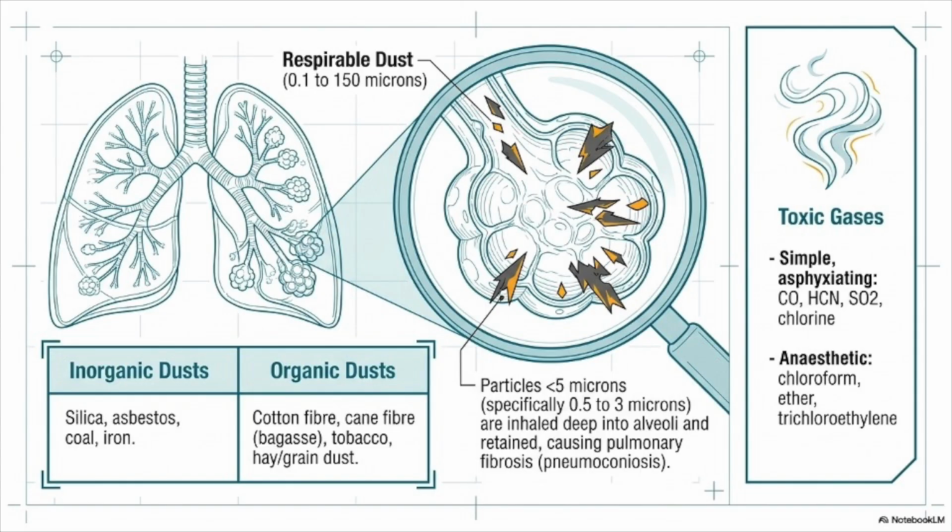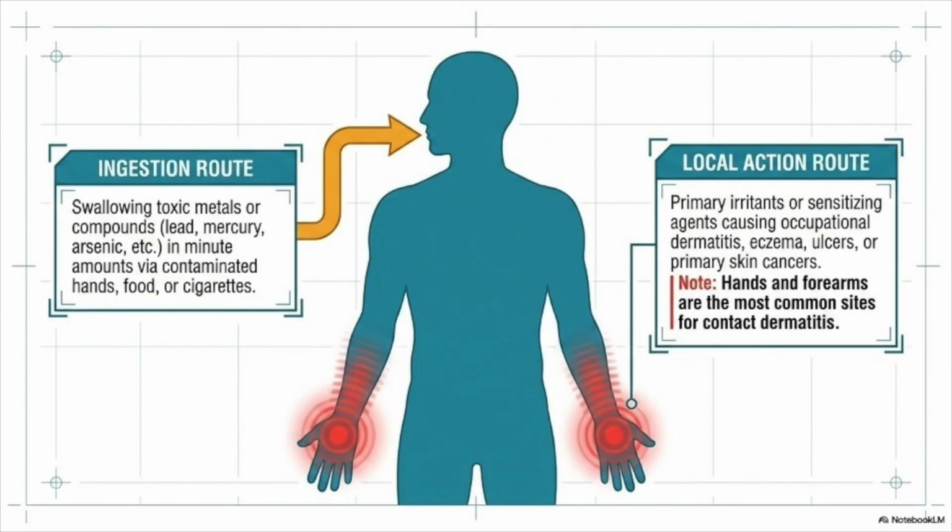Cotton dust produces byssinosis. Sugarcane bagasse causes bagassosis. These diseases are largely irreversible but are preventable through proper dust control measures. Heavy metals and industrial chemicals also produce characteristic occupational diseases. Lead poisoning affects the nervous system, kidneys, and blood-forming organs.